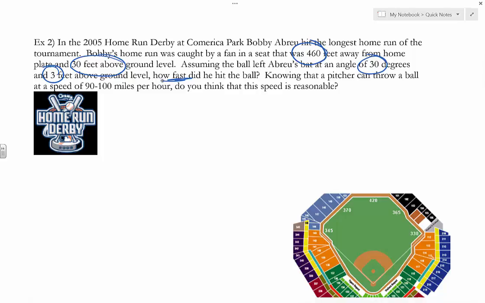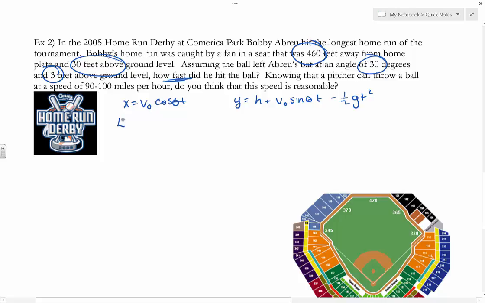All right, well, let's figure it out here. So we have x equals v sub 0 cosine theta t, and y equals h plus v sub 0 sine theta t minus 1/2 gt squared. And this is in feet, so my gravity is going to be 32. If you're ever in meters, you're going to use 9.8. So let's see. The fan was 460 feet away. How fast did he hit it? I don't know. The angle I know, that's the cosine of 30. And I don't know how long it was in the air, so I don't know v or t.